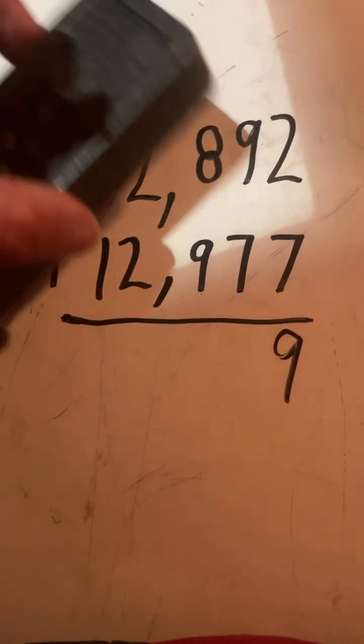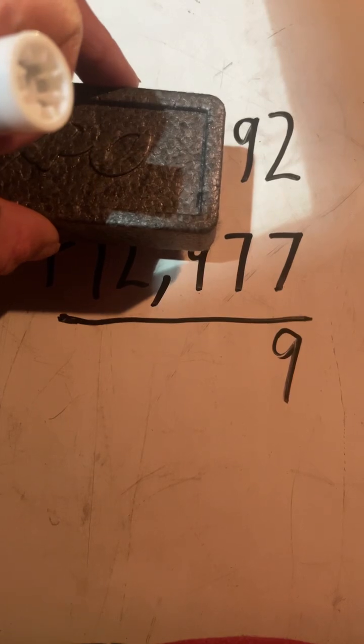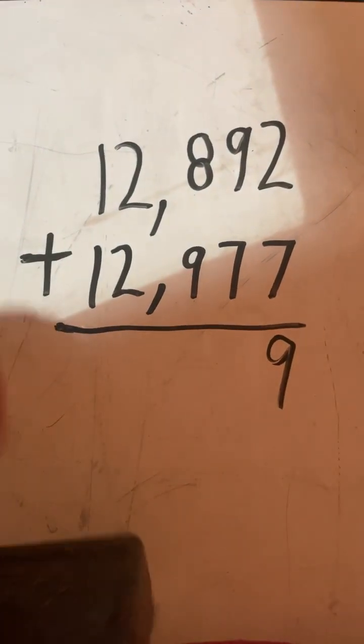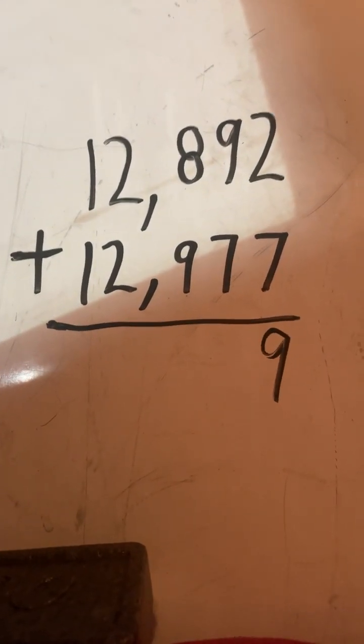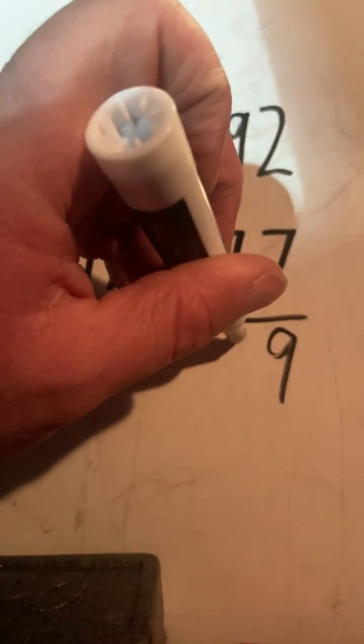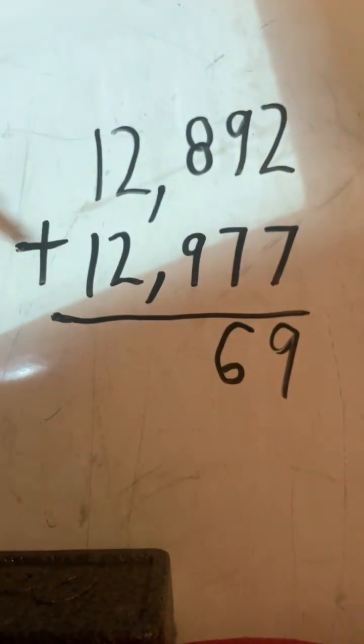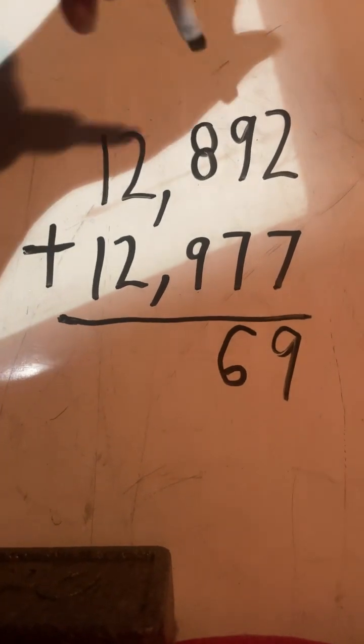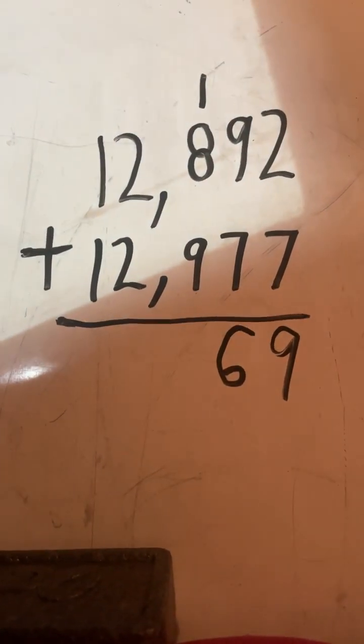Now in the tens place, we're going to add 9 plus 7. 9 plus 7 equals 16. We do need to regroup in the tens place because our sum is more than 10. So the 6 in 16 is going to go in the tens place. The 1 is going to get carried over to the hundreds place.